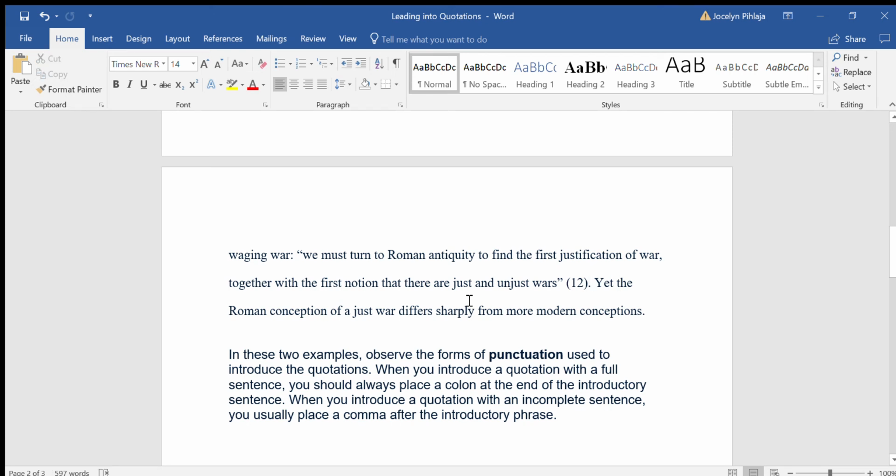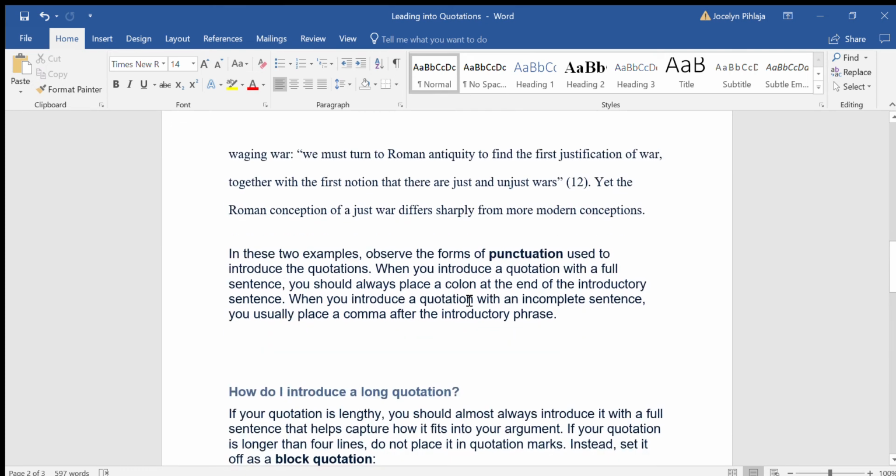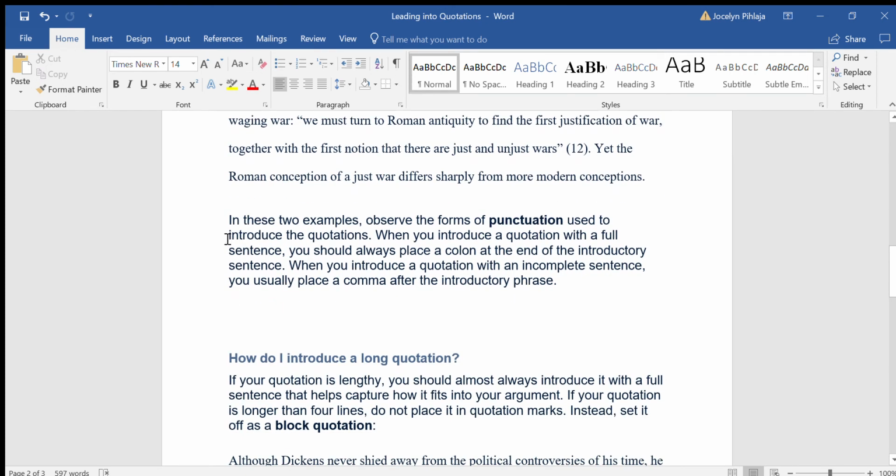And then there's the follow-up, yet the Roman conception of a just war differs sharply from more modern conceptions. In these two examples, I beseech you, observe the forms of punctuation used to introduce the quotations. So when you introduce a quotation with a full sentence, put a colon at the end of the introductory sentence. And when you introduce a quotation with an incomplete sentence, like just a little lead-in kind of thing, usually place a comma after the introductory phrase.